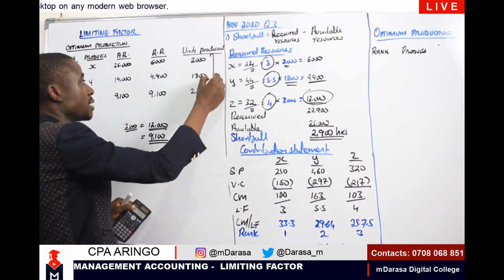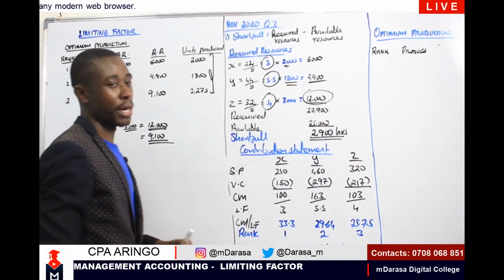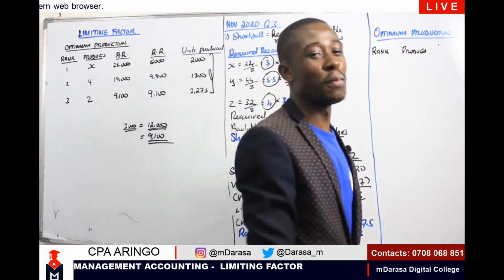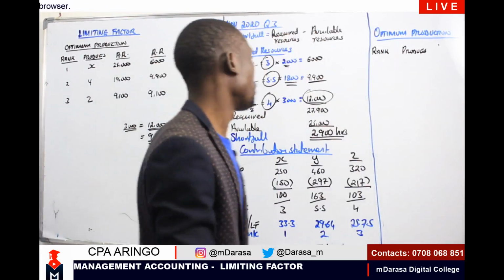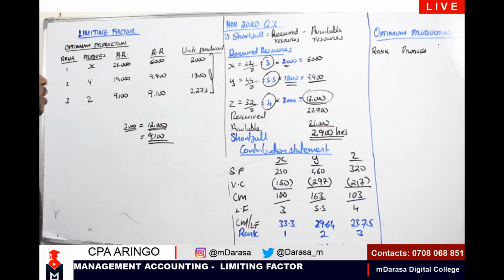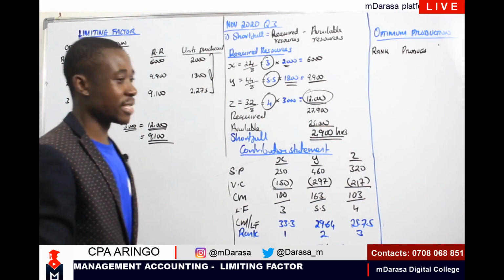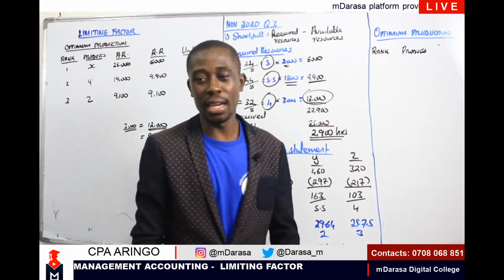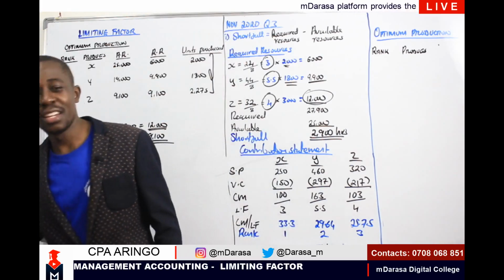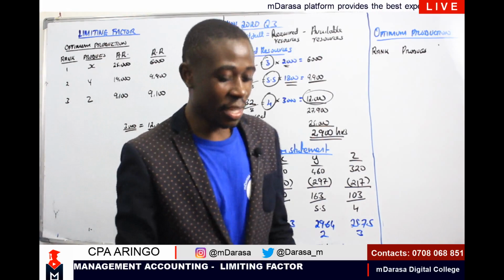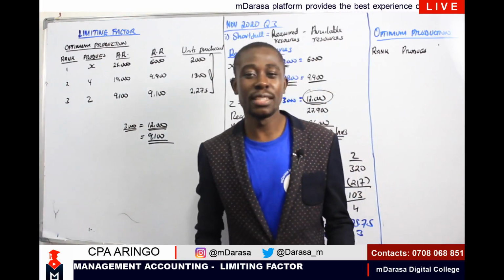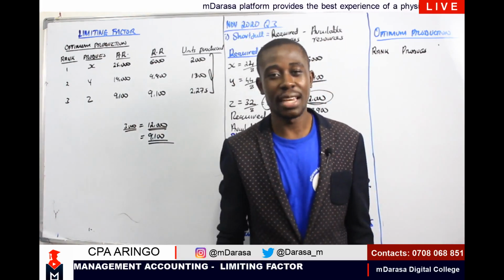So this is our optimum production. My good students, this is our optimum production. And that is what the examiner requires you to do in regard to our optimum production. As you have clearly seen, we've just followed all the procedures that we had mentioned earlier on.